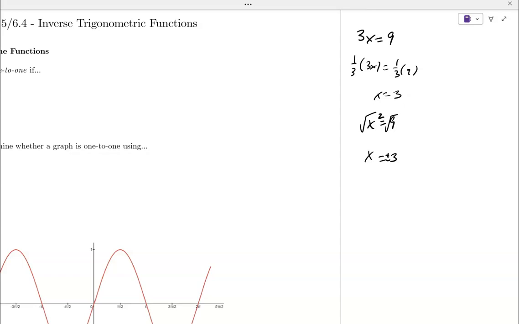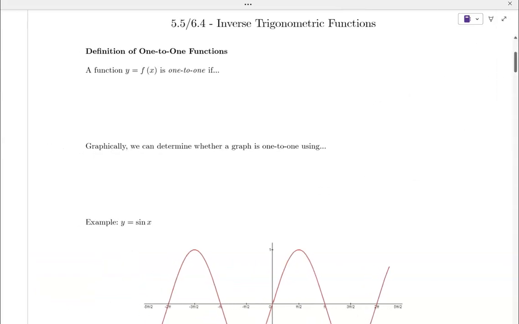So I notice already that sine is not one-to-one because if we plug in 0 or pi or 2 pi or 3 pi or negative pi, I get 0 every single time. So going over to our definition of one-to-one, it's one-to-one if distinct inputs yield distinct outputs.